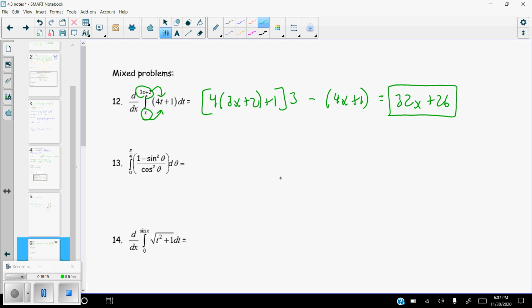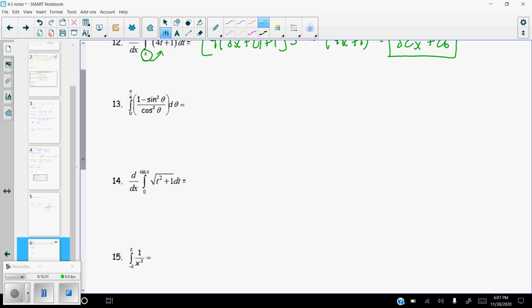All right, you might look at number 13 and say, well, wait a minute, that doesn't look the same. You're right. This is just an integral. That's why it says mixed problems. We're not taking the derivative. We just have to find a way to integrate this. Well, we also don't know how to do anything with quotients yet. So in this case, we actually have to do something to simplify this.